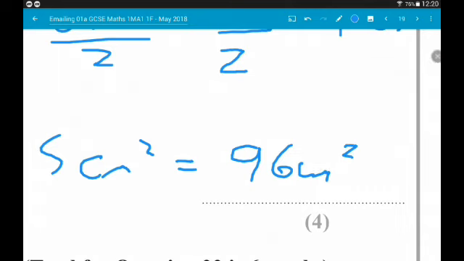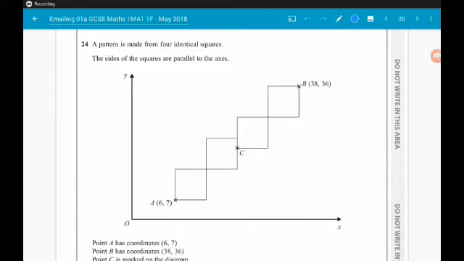Good times. Okay, question 24. Now I'm really surprised to see this on the foundation paper. I know from the reactions last year, this was one of the questions just nobody could do. So, a pattern is made using 4 identical squares. The sides of the squares are parallel to each other. Sorry, parallel to the axes.